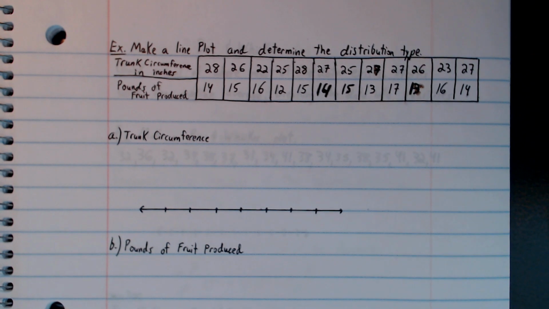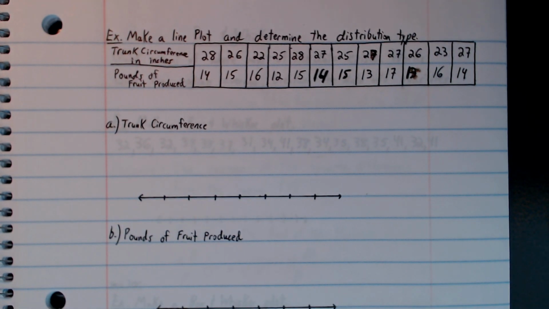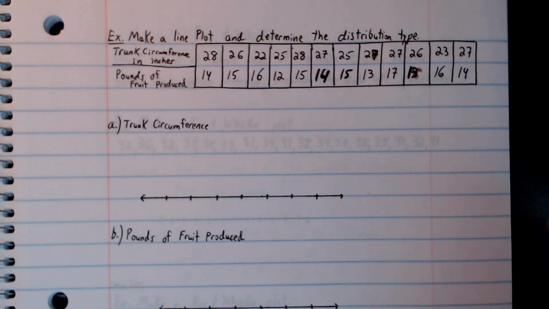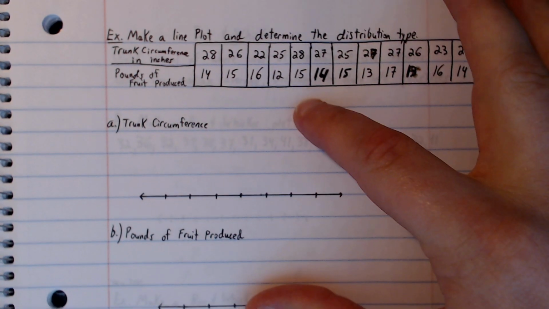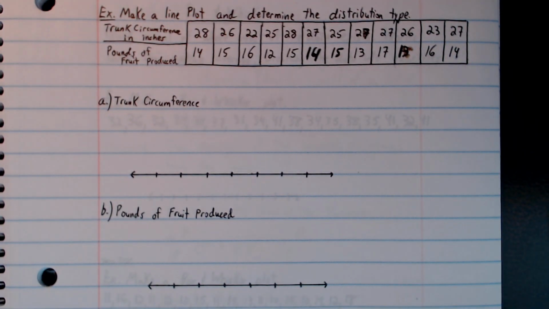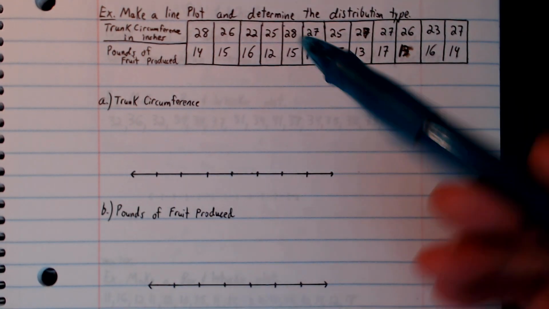So, with these problems, if you want to pause the video to copy down these tables real quick, you'll notice that it tells you to make a line plot and determine the distribution type. And I'm giving you two different pieces of data, and you're going to do two different little things here. And you'll notice that I already have these set up, but I have them already pre-counted because I know how many I need. You might not know that necessarily when you do these on your own.